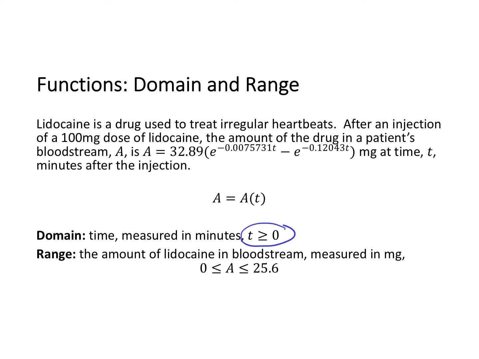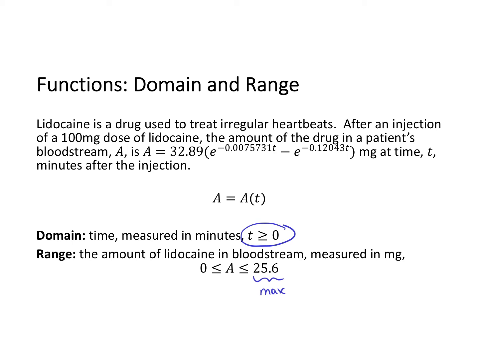So since the range is the amount of lidocaine in the bloodstream measured in milligrams, then we would expect that the range would only have positive values, okay? 0, and then it doesn't go all the way up to positive infinity, but it hits the maximum amount. So those of you who are nursing or registered nurses in this program, you probably know that when medication is being given to a patient, it spikes. Initially, it spikes, okay, as the level is most active in the bloodstream.